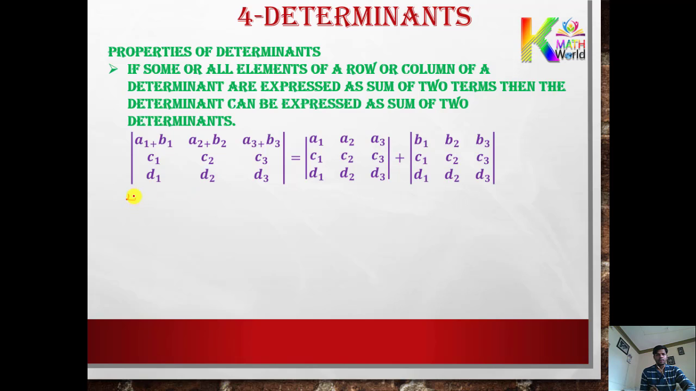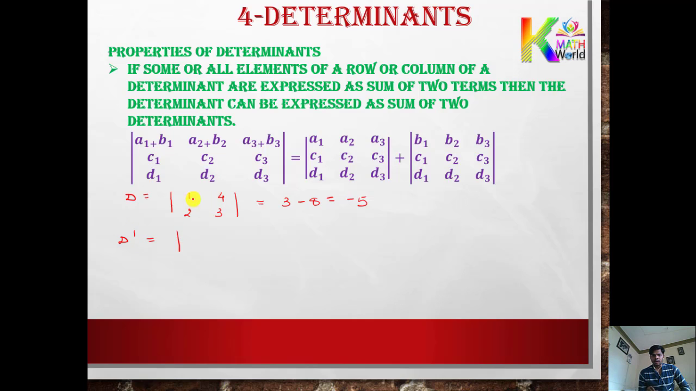Suppose we have D equals 1 4 2 3. Firstly, calculate the answer of this one. So 3 1s are 3, minus 4 2s are 8, so 3 minus 8 will be minus 5. Okay, now suppose you consider a new determinant D dash.